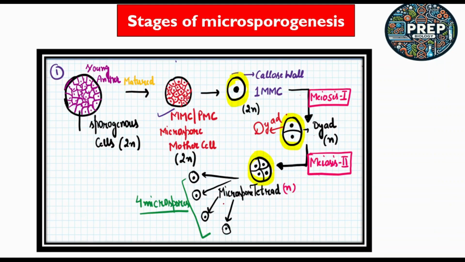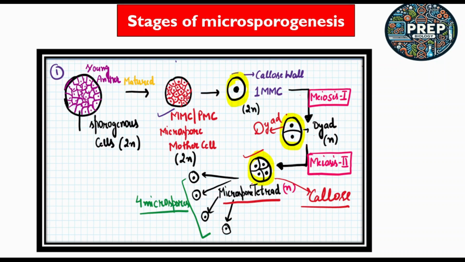As you can see here, the microspore tetrad are formed. Now look at here, this yellowish wall surrounds the MMC, surrounds the dyad and surrounds the tetrad. Okay, this callose wall surrounds all these stages.